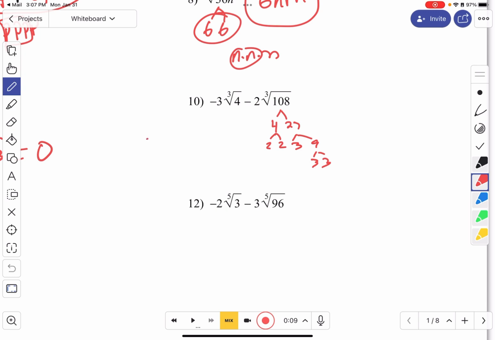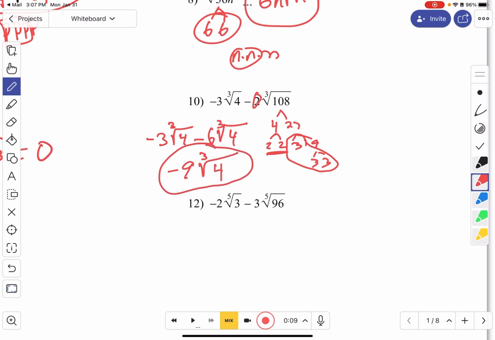So we've got the original, negative 3 times the cubed root of 4 minus, looking for groupings of 3. So there's one grouping, so we've got to take 3 times the 2 that's on the outside, so that's minus 6, times the cubed root. 2 times 2 is 4. Negative 3 minus 6 is negative 9 times the cubed root of 4. Remember, what's underneath that cubed root, when you're adding or subtracting, it stays exactly the same. You don't have to change it.